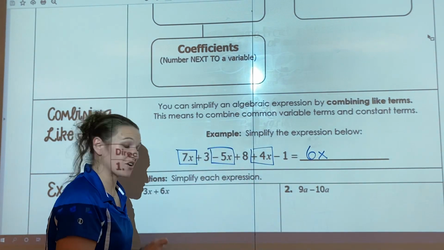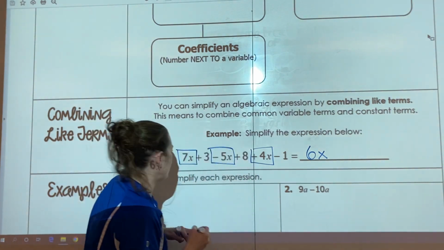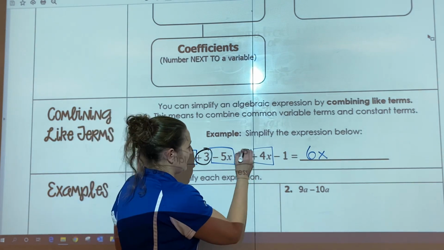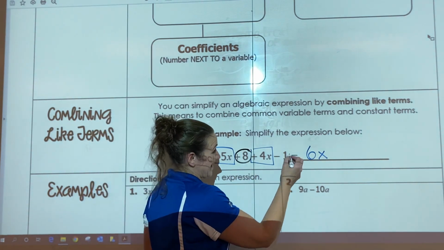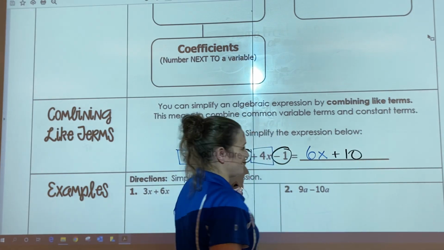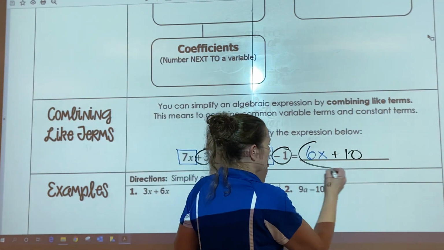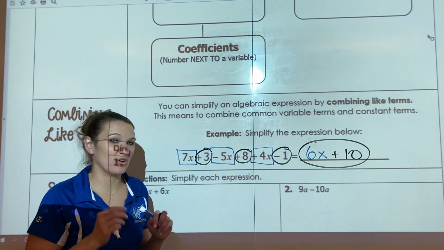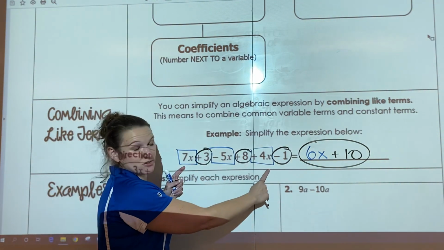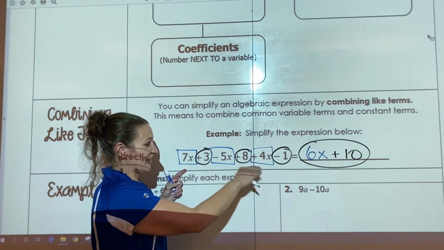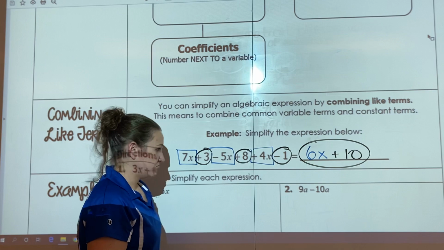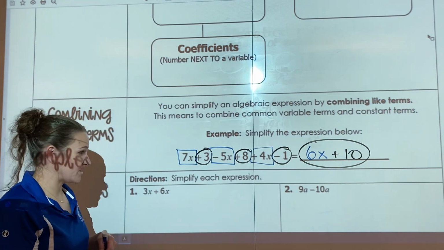All right, let's look at our constant terms. I've got a positive 3, and then an 8, there's 11. 11 minus 1 will give me a positive 10. All right, I've simplified this one. So you're looking for like terms. In this case, all my variable terms just had an x, so I can combine all those. And then my constants, I combined all those. Let's do a couple more examples together.